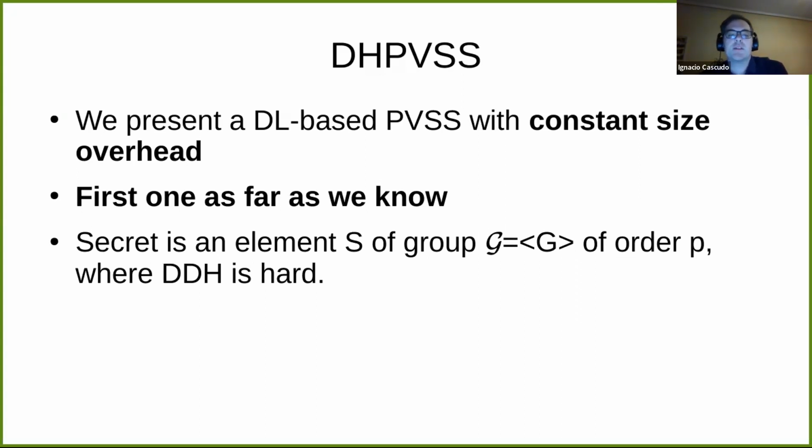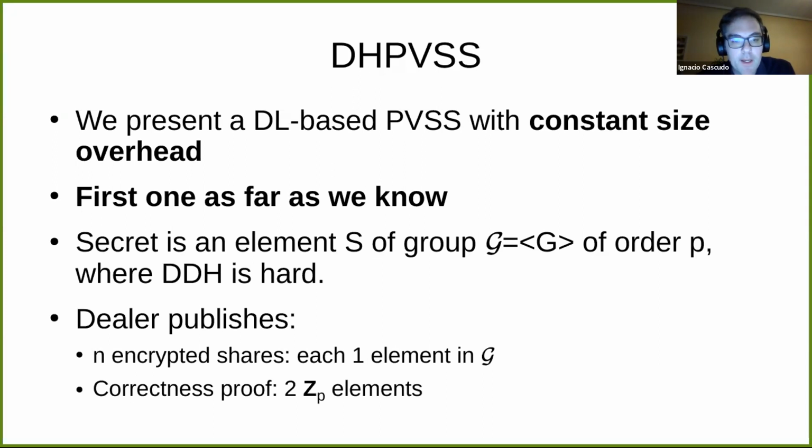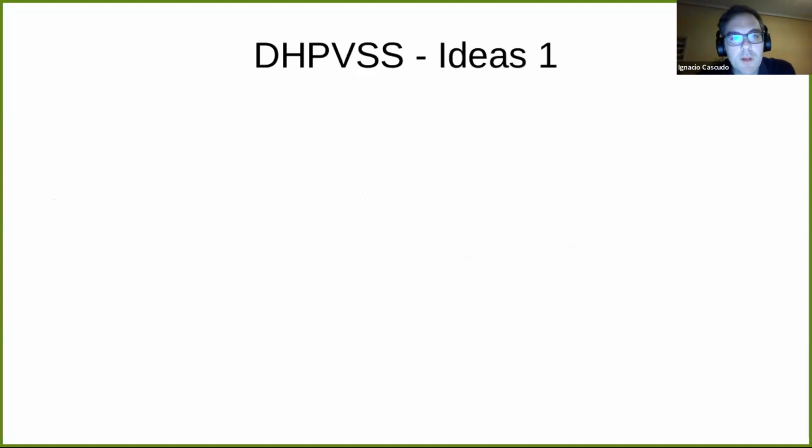Here in this case, the secret is an element of some cyclic group of prime order, where the DDH is hard, and the dealer will publish as shares an encryption that is one element in the group, and as correctness proof just 2 elements in the field of size P. And the ideas that we combine in order to have this scheme are essentially 2.